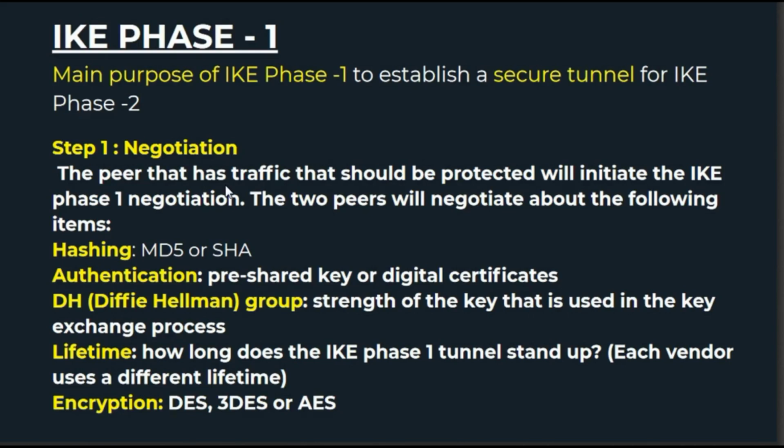The DH group determines the strength of the key used in the key exchange process. The higher group numbers are more secure but take longer to compute. Now let's talk about lifetime. How long does the IKE phase 1 tunnel stay up? The shorter the lifetime, the more secure it is, because rebuilding it means we also use new keying material. Each vendor uses a different lifetime. A common default value is 86400 seconds, which means 1 day. Now let's talk about encryption. What algorithm do we use for encryption here? Here we can use DES, 3DES, or AES.